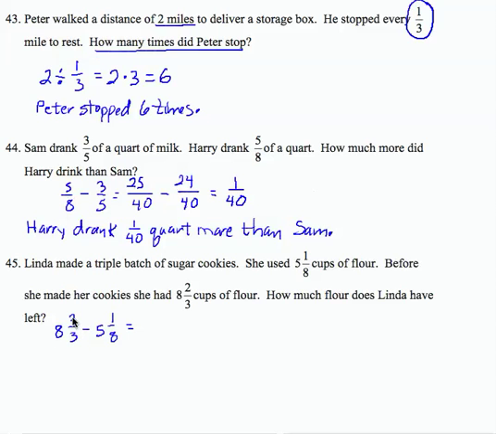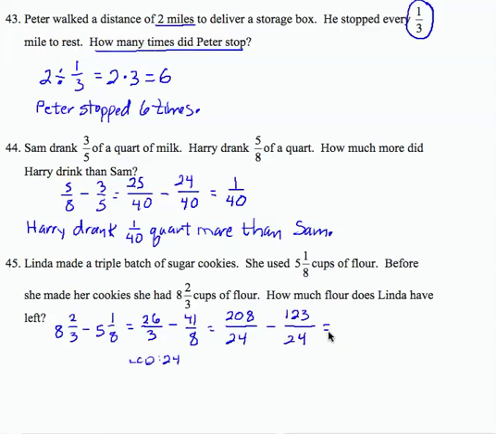8 times 3 is 24 plus 2 is 26 over the denominator of 3, minus 5 1/8. I have 5 times 8 is 40 plus 1, that's 41 over 8. I need a common denominator between 3 and 8. My LCD is going to be 24. So I need to change each fraction to an equivalent fraction with a denominator of 24. 3 goes into 24 8 times. 8 times 26 is 208. 8 goes into 24 3 times. 3 times 41 is 123.